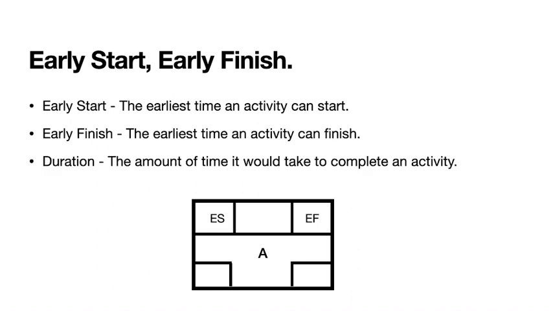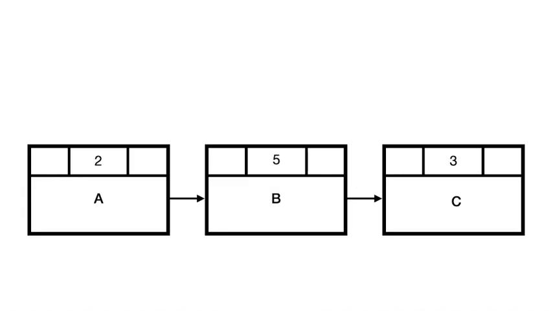The duration of an activity is the amount of time it would take to complete an activity. The duration is shown at this location. Now, let's calculate the early start and early finish. So this is a network diagram with three activities. Activity A having a duration of 2 days, Activity B having a duration of 5 days, and Activity C having a duration of 3 days.